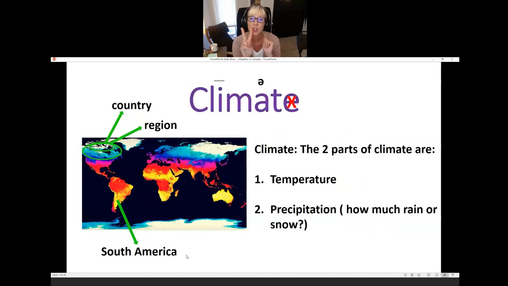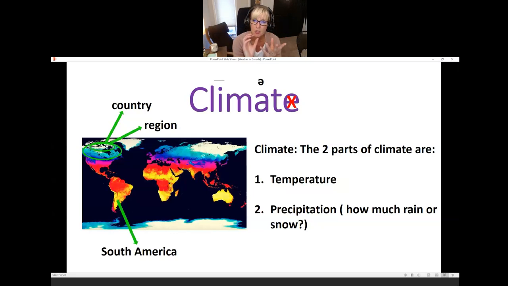Climate has two parts. Okay? Climate means temperature and precipitation. Temperature is how warm is it today? What's the temperature today? Oh, today is about 21 degrees. I'm going to check my phone for the weather, or the temperature right now. My phone says it's cloudy and 18 degrees Celsius. The temperature now is 18 degrees Celsius. But remember, climate is about weather for a few months.